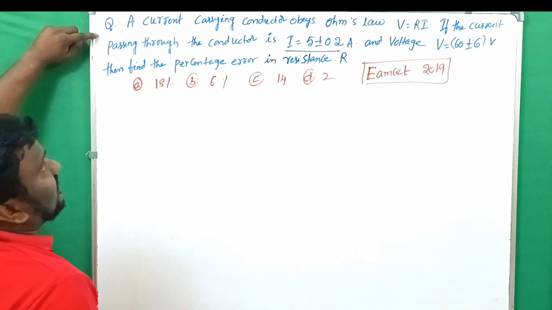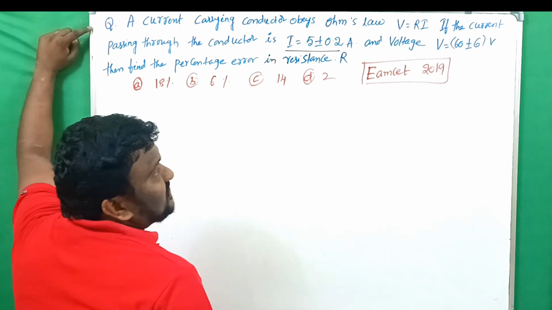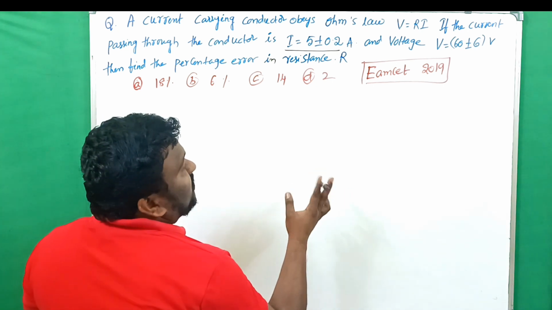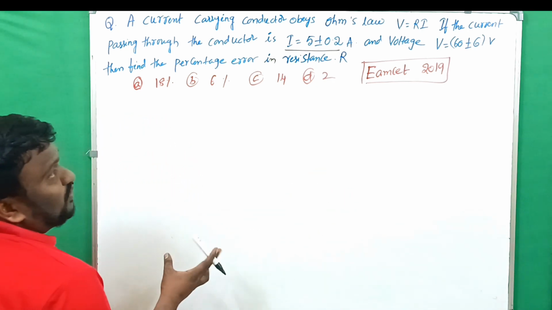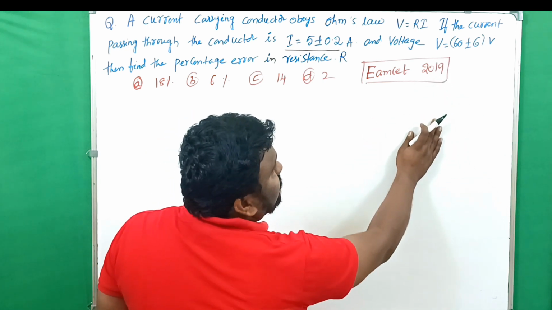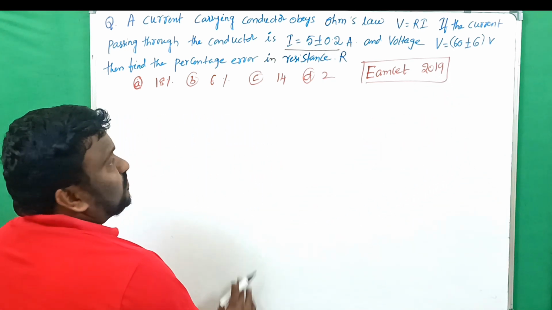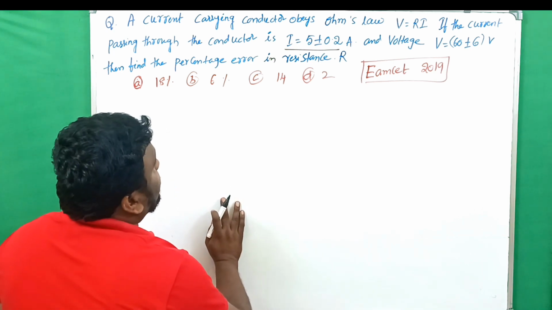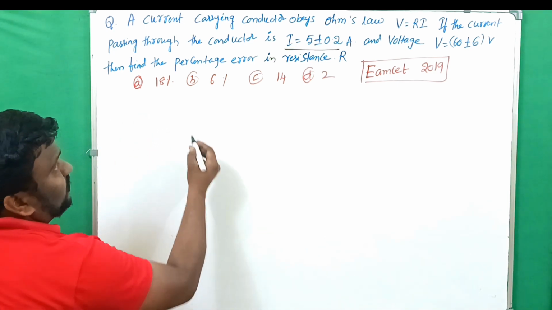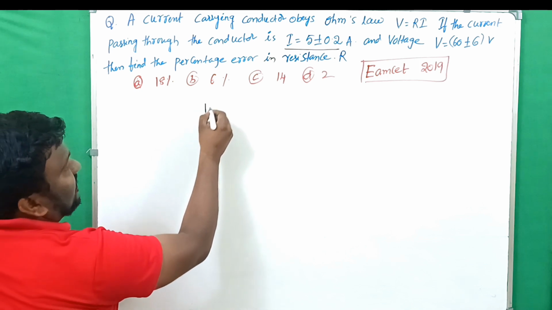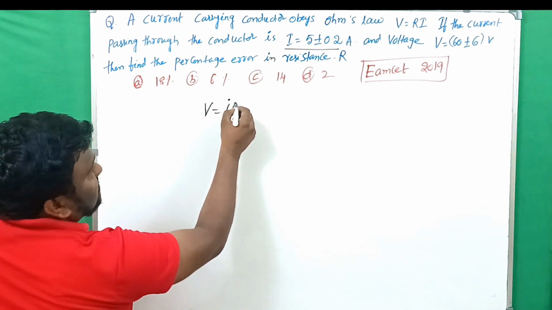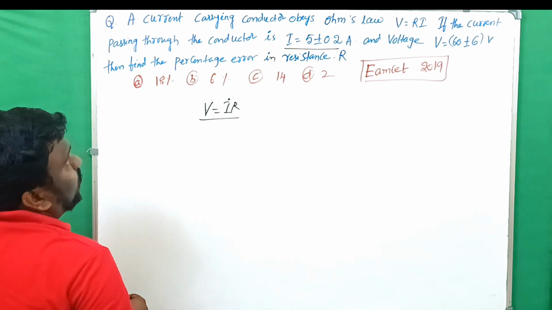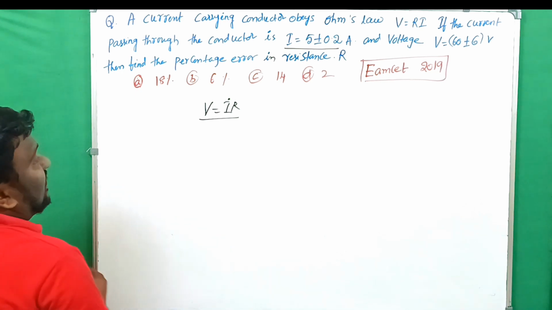See once again, a current carrying conductor obeys Ohm's law. V is equal to Ri. If the current passing through the conductor is I is equal to 5 plus or minus 0.2 amperes and voltage V is equal to 60 plus or minus 6 volts, then find the percentage error in resistance R. Clear? So dear students, already what we know, V is equal to IR was given. So what you have to find out? We have to find out the percentage error in R.